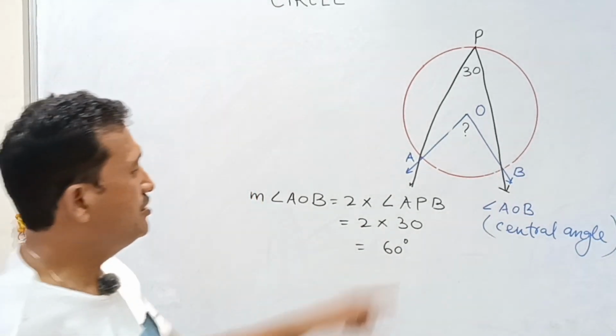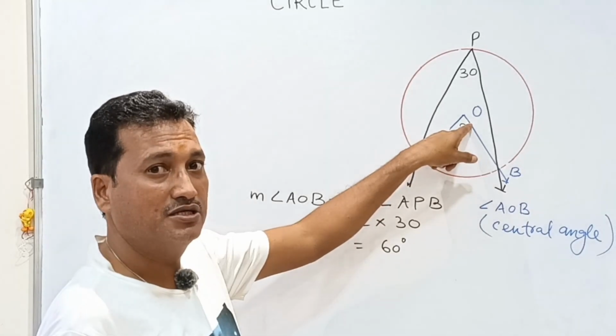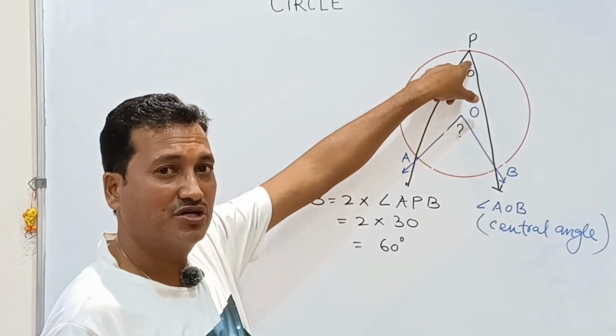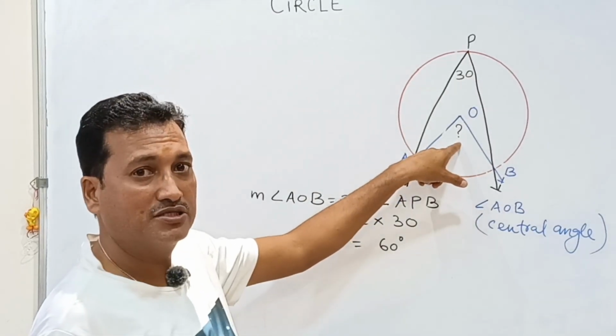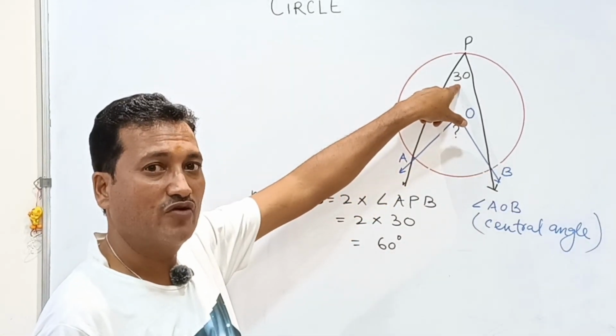So remember that when any arc subtend angle at the center as well as the angle at the circumference of the circle, the angle formed at the center will be twice of the angle formed at the circumference of the circle.